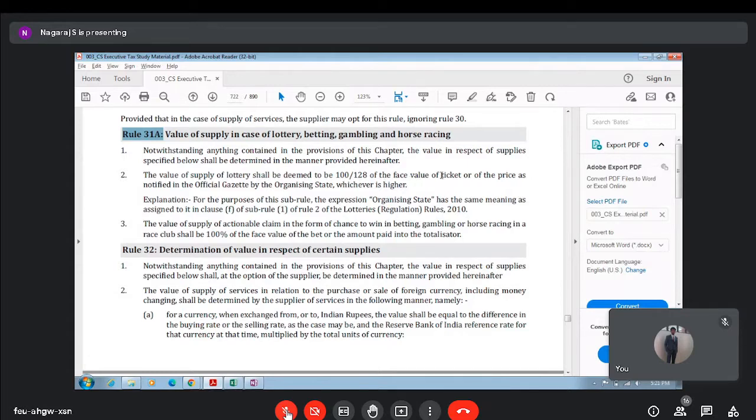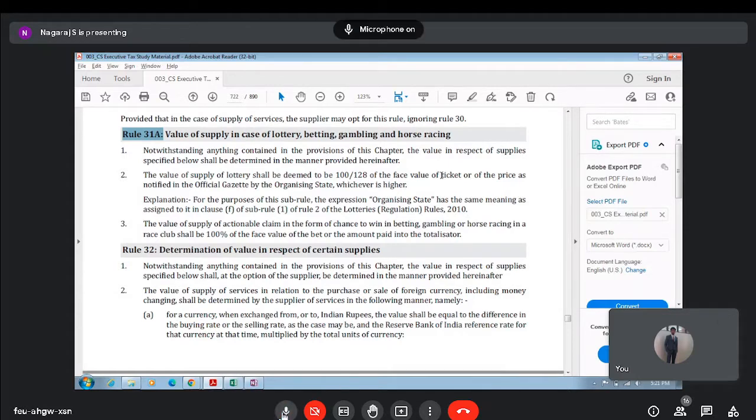That means, say you are a lottery agent. You have sold 5,000 lottery tickets of the face value 100. 5,000 into 100 is how much? 5 lakhs. Into 100 divided by 128. That will be the value of supply.